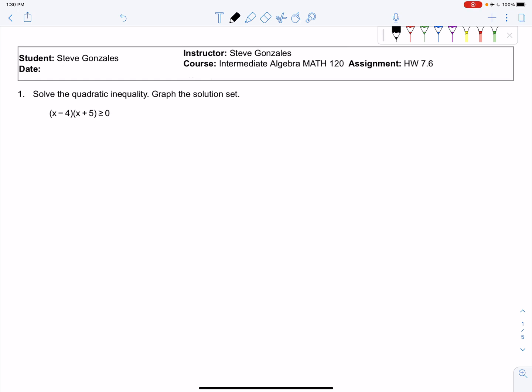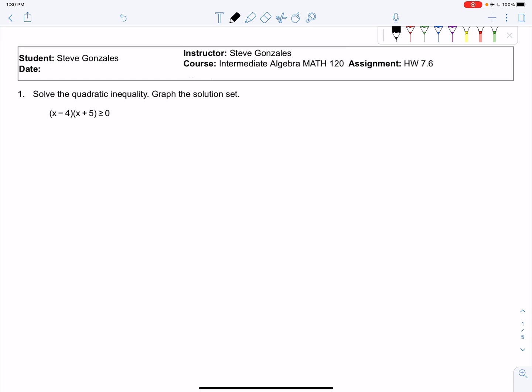Now, 7.6 is entitled, what is it called? Polynomial inequalities. So you can see we have a polynomial on the left, and an inequality, and this particular one is set greater than or equal to 0. So a couple different ways. You could do this graphically, but one way the book uses, and I think one of the more common ways of doing this, is to find critical values.